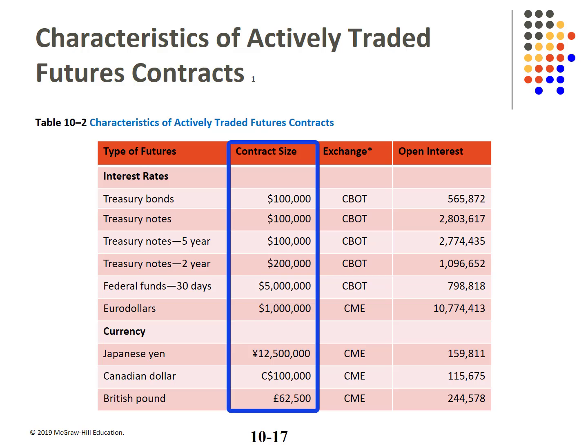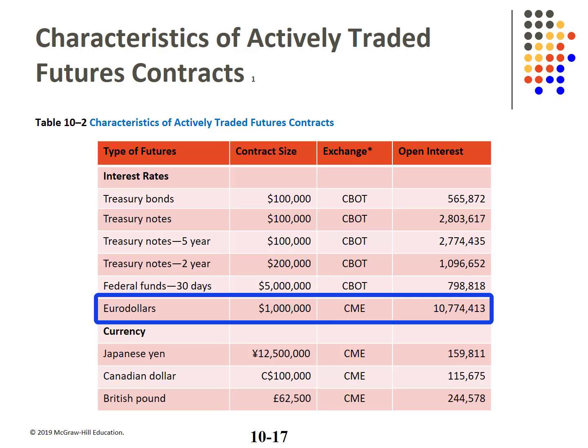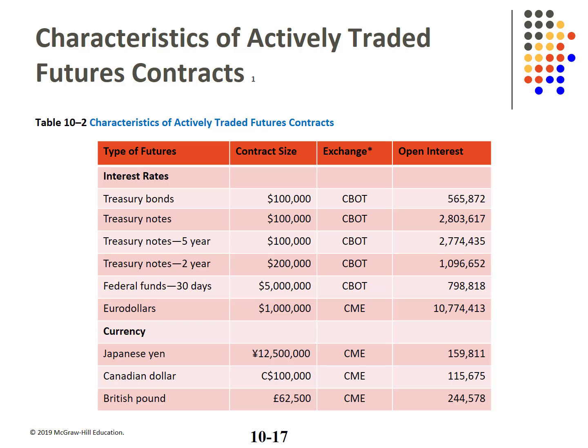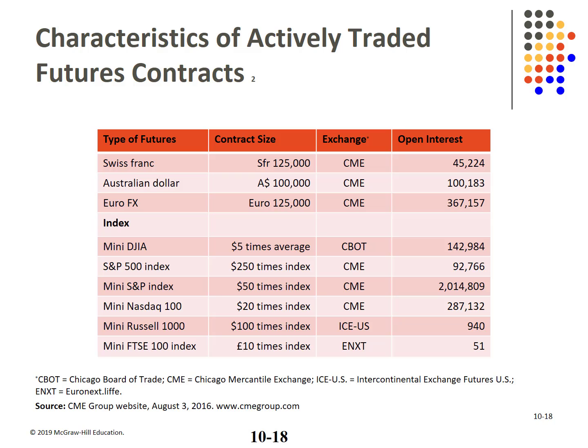Table 10.2 details the characteristics of some of the more actively traded futures contracts. Note the difference in contract sizes and how active the Eurodollar contract is based on the open interest and more actively traded contracts. The different contract sizes are not something we would all know or need to know. If you focused on trading specific contracts, you'd know the sizes by heart.